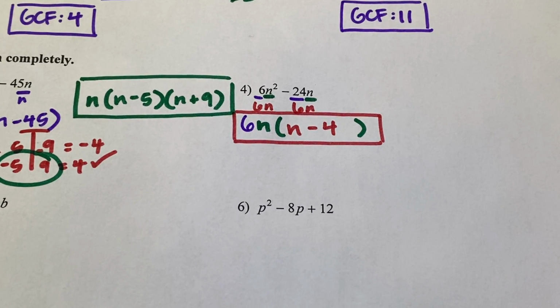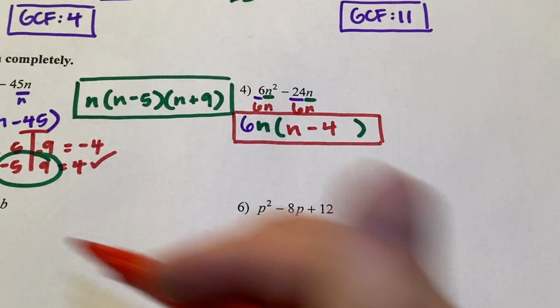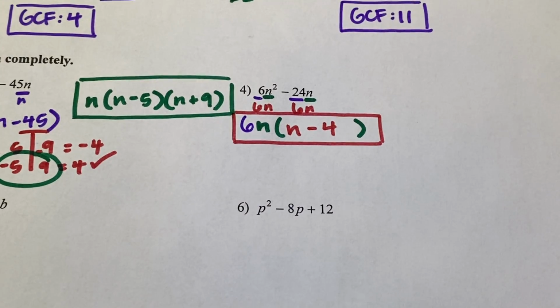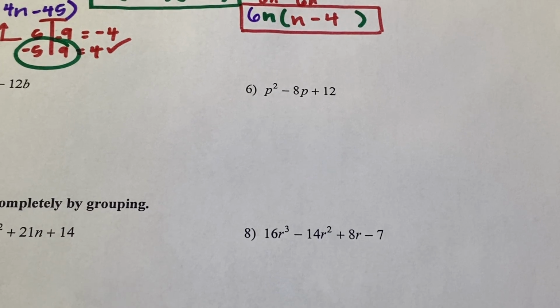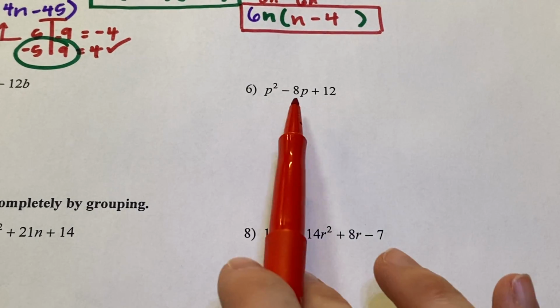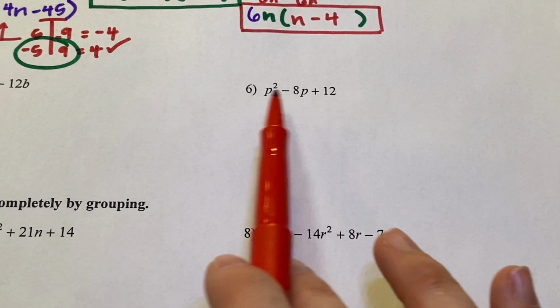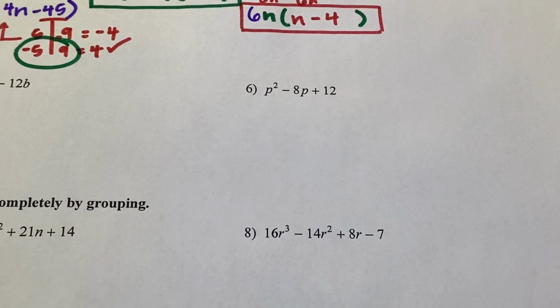Beautiful. I'm going to go ahead and skip number 5. Don't need to do number 5. Let's just look at number 6. Do these 3 terms have anything in common? No, they don't, right? These 2 have a P, but that one doesn't. These 2 have numbers, but that one doesn't. So now we just go straight to playing the number game.